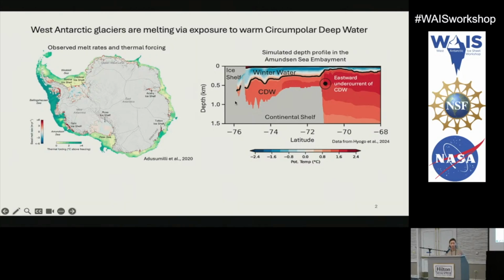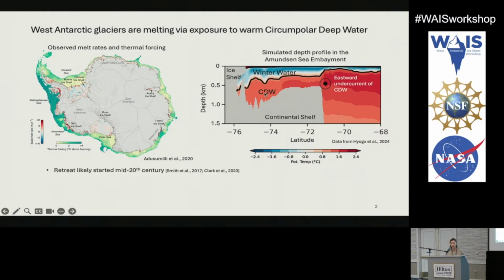And if we look at a side profile of what the ocean looks like in the Amundsen Sea region, we can see that there's cool winter water on the top, warm, salty circumpolar deep water on the bottom, and the way that circumpolar deep water makes its way towards the ice shelves is from this eastward undercurrent of circumpolar deep water, which lies at the shelf break. So when that undercurrent gets stronger, that transports more circumpolar deep water towards the ice shelves through these troughs in the bathymetry.